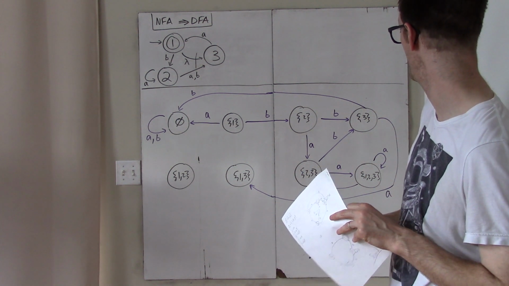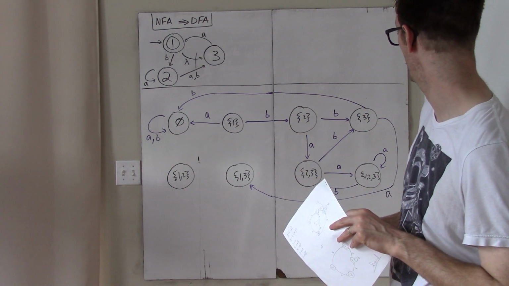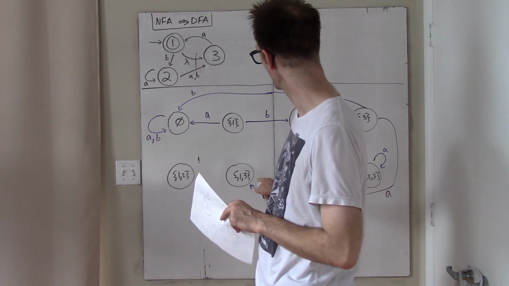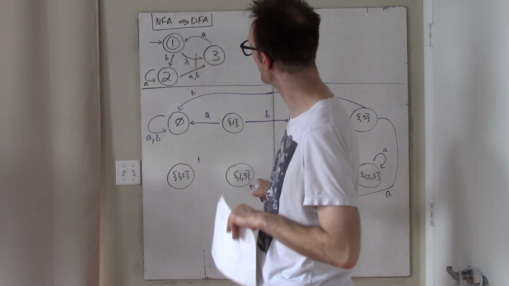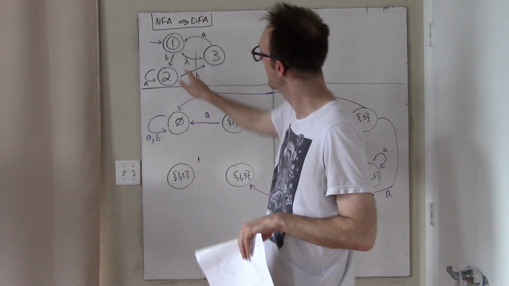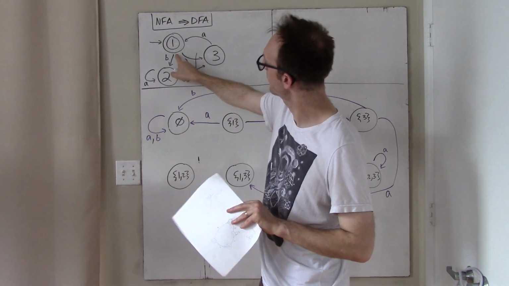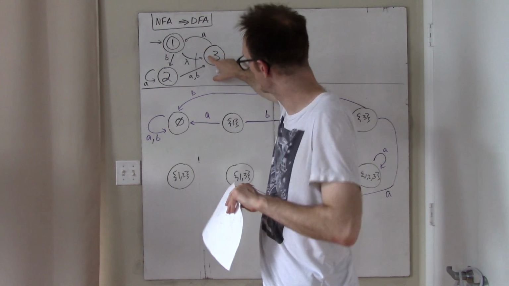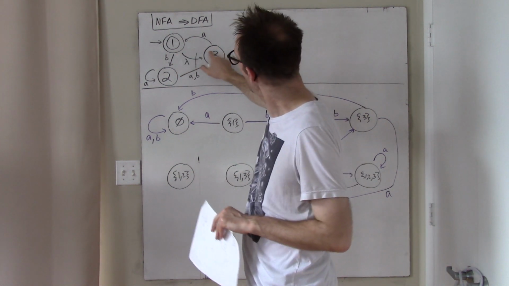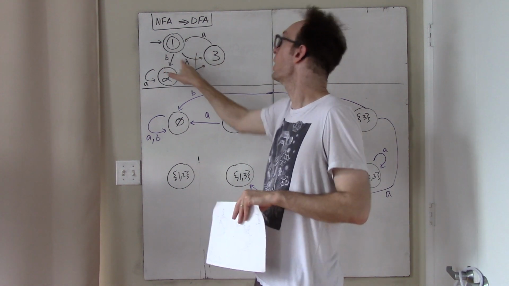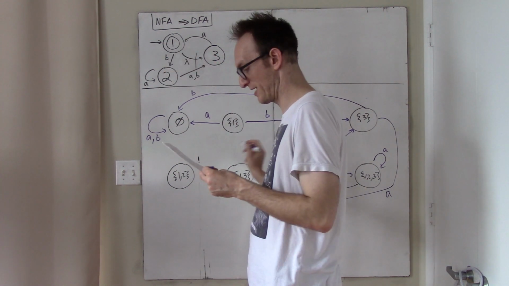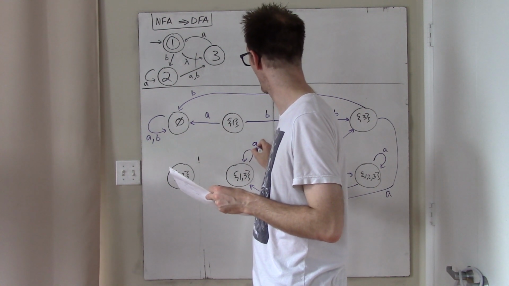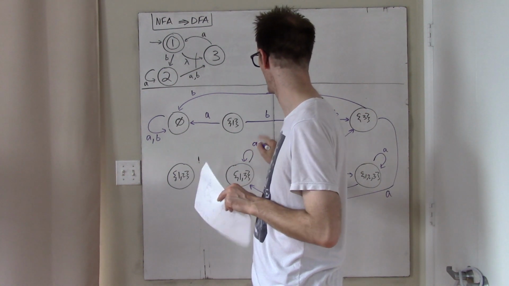Okay, almost good. Now what? A, B. Okay, 2 more to go. What if I'm in state 1 and 3? If I'm in state 1 and 3 and I read an A, well, there's no rule for what to do when you're in state 1 and you read an A, but there is a rule for what to do when you're in state 3 and you read an A, namely go to state 1, but also go to state 3. Therefore, if I read an A, I am supposed to go back to state 1, 3.